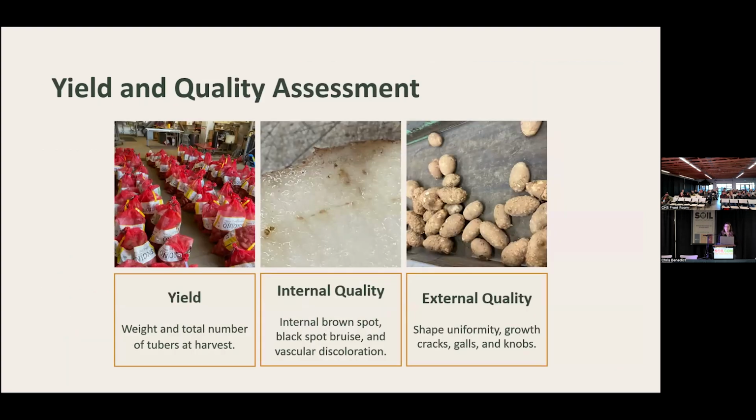Okay. So from the field at harvest, we sort the potatoes and assess for 3 groups of characteristics. This includes yield, where we're looking at weight and total numbers of tubers; internal quality, including internal brown spot, black spot bruising, and vascular discoloration, which you can see in that image; and then external quality, which can include shape uniformity, growth cracks, and knobs and galls. All 3 of these groups are things that would be assessed in potato processing and could lead to tuber rejection if they were not considered good enough. I just wrapped up my second of 3 field seasons, but I'm only going to share with you the results of the first season.